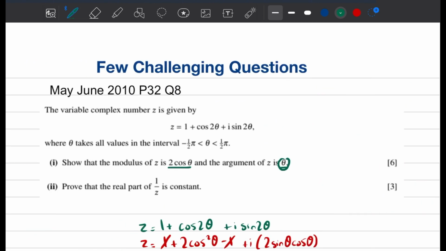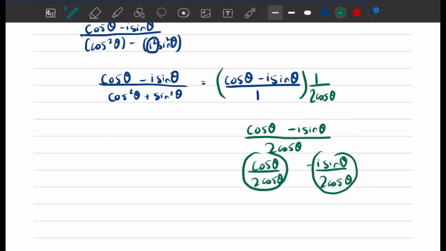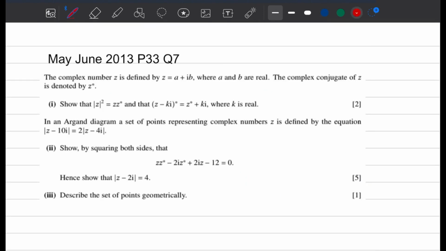What you are supposed to show is that the real part of 1 upon z is a constant. So this is the real part and this is the imaginary part. If I do cos theta upon cos theta, what do I get? 1 upon 2 minus i sin theta over 2 cos theta. But you were supposed to show this only. So what did you do? Show. Got this? So guys, in the first part, you are supposed to show this.